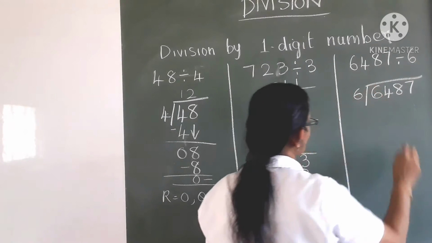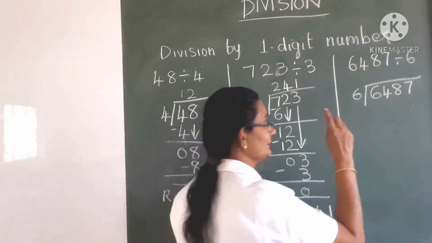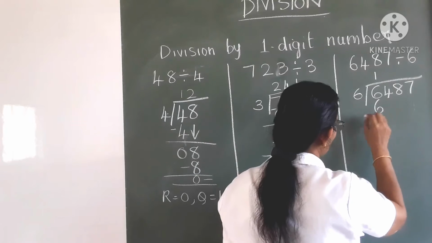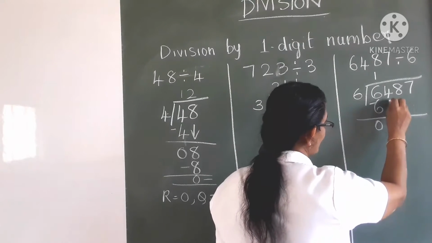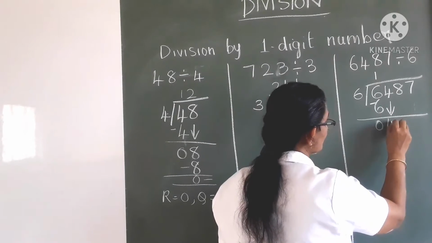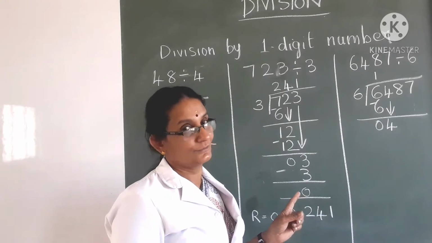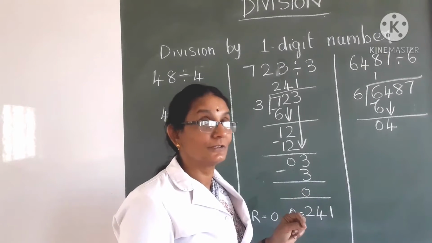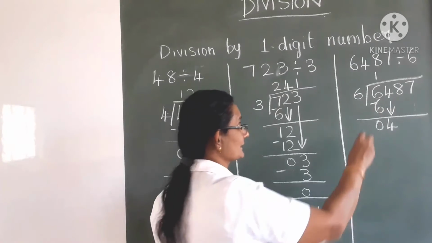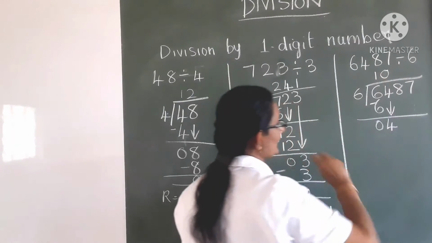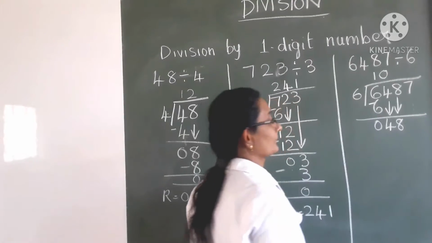6487 divided by 6. So now let us see how many times 6 goes in 6. Yes, it is 1 time, isn't it? So minus it and remainder 0. Then bring down the next digit 4. 6 goes in 4? No, isn't it? So what will you do? Do you remember? Yes, you have to place a 0 in the quotient's place. Right? Then bring down the next digit 8.